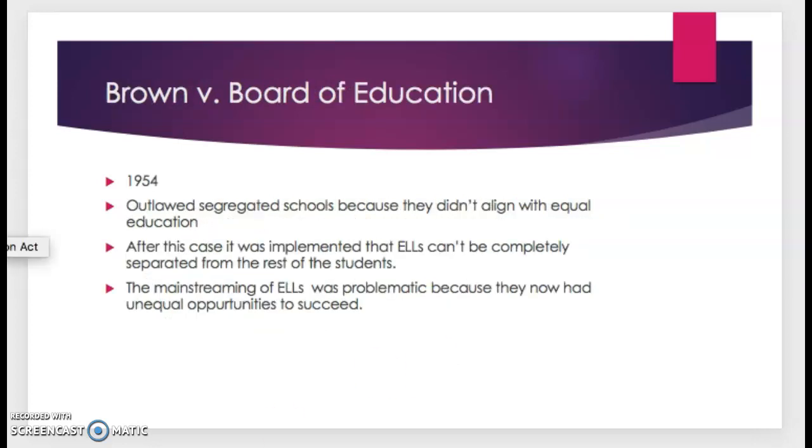Next, we have Brown versus Board of Education in 1954. This case outlawed segregated schools because they didn't align with equal education. The effect that this case had on English language learners is that now they were not to be separated from the rest of the students.